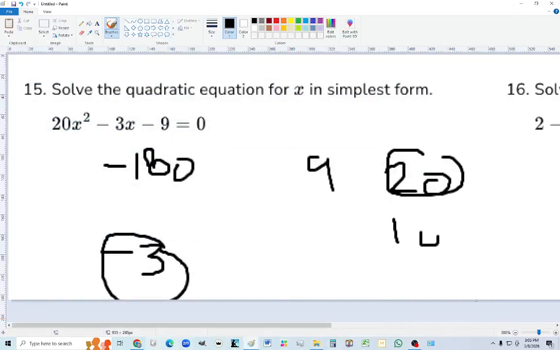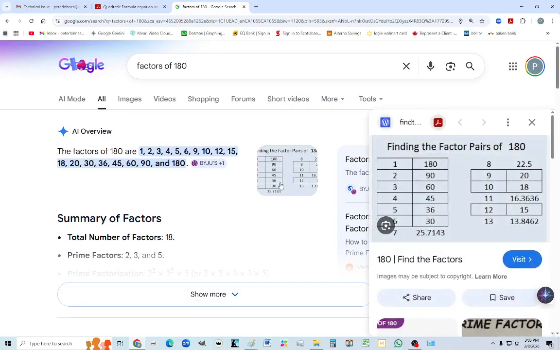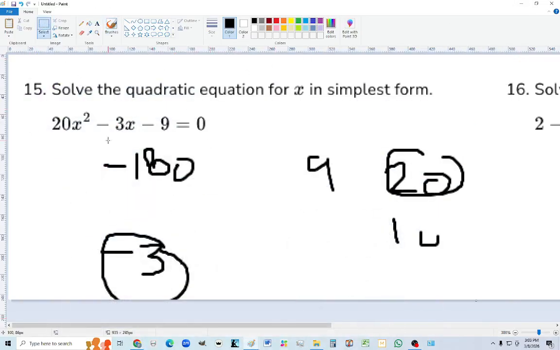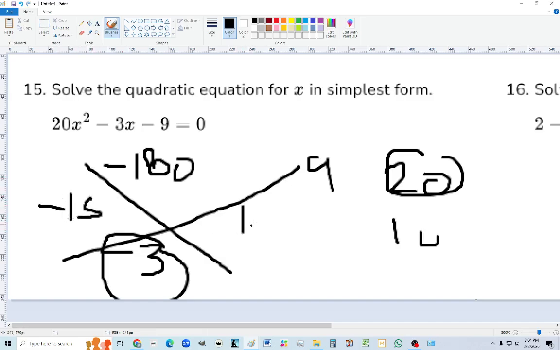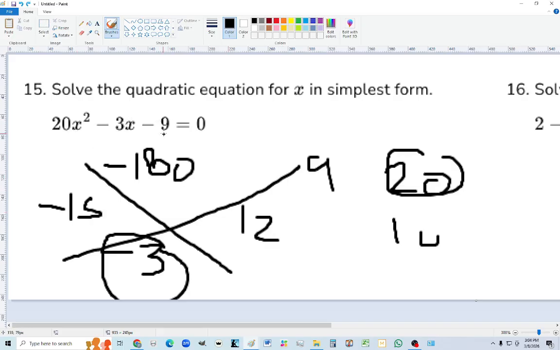Got to add up to 3. 15 and 12. Since they're both negative, and that's negative, one's going to be positive, one's going to be negative. The bigger of the two numbers is going to be negative because this is negative. Because minus 15 plus 12 is minus 3. Minus 15 times 12 is minus 180.